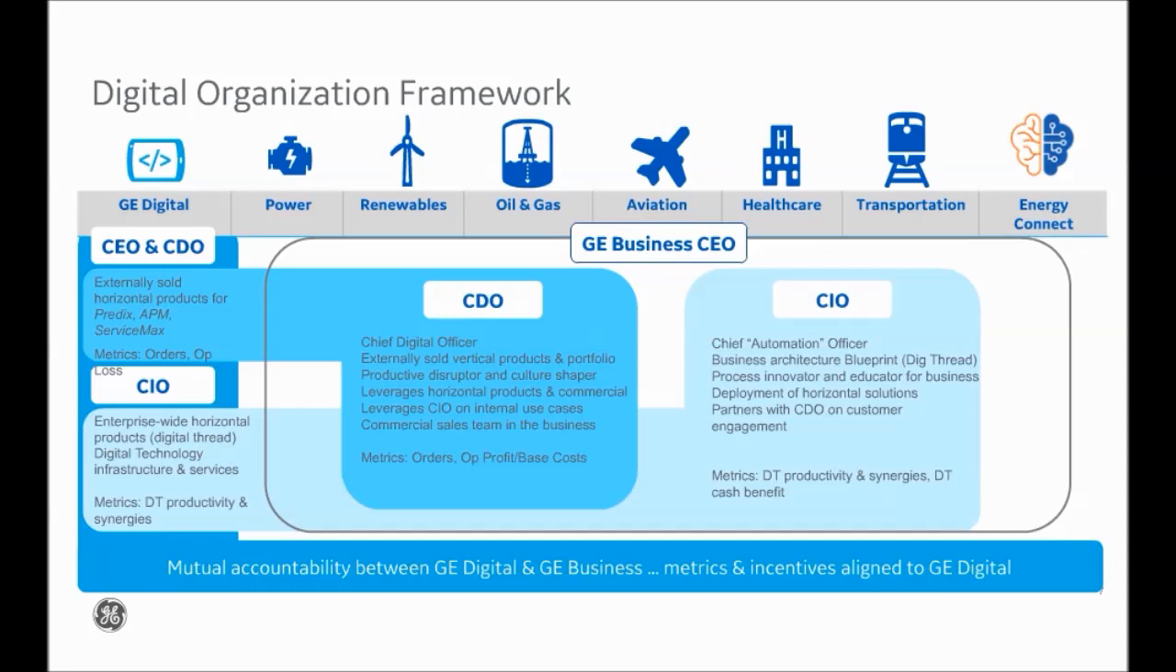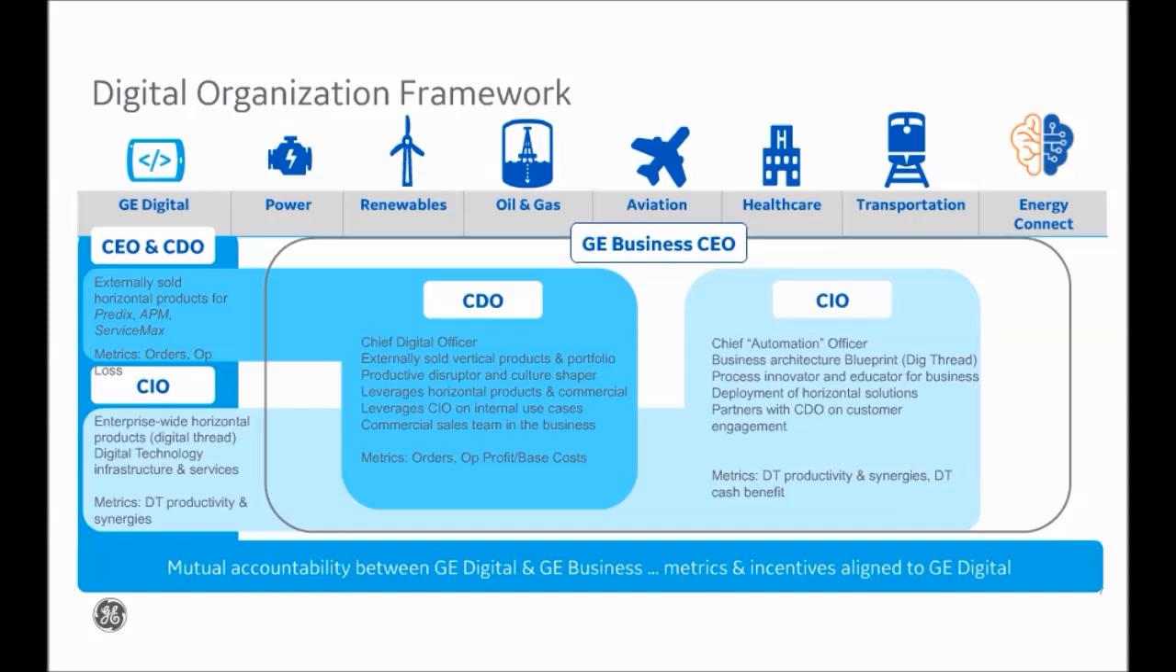And as you can see, very similar. They're intended to be process innovators. They deploy horizontal solutions that are being built inside of GE Digital, and they support our chief digital officers in many of their external engagements as well. And you can see that the metrics align very similar to our CIO organization inside of GE Digital. And this was really set up to drive mutual accountability between GE Digital as well as each of our verticals.